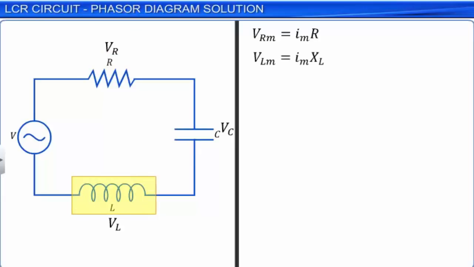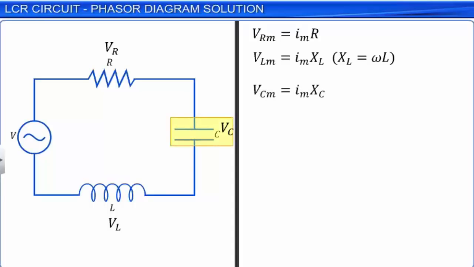reactance of the inductor. We know that XL is equal to omega L. The amplitude of the voltage across the capacitor is VCM equal to Im into XC, where XC is the capacitive reactance of the capacitor. We know that Xc is equal to 1 by omega C.